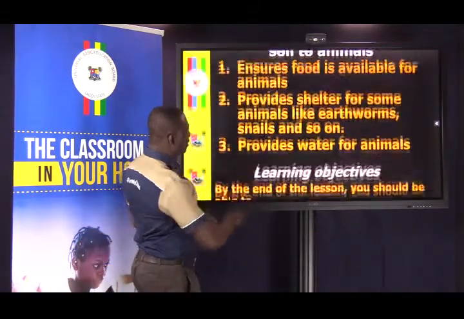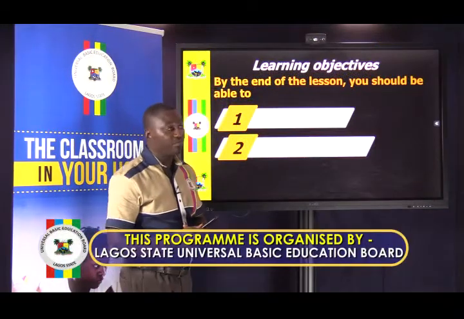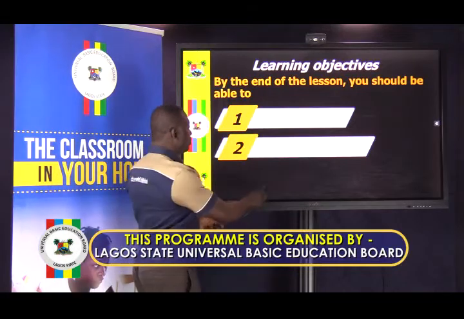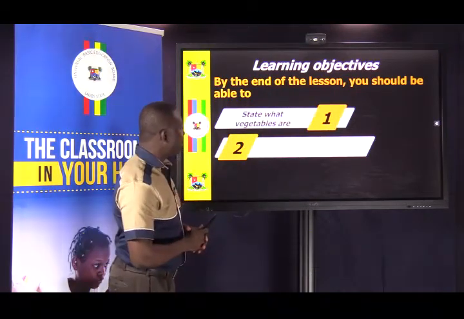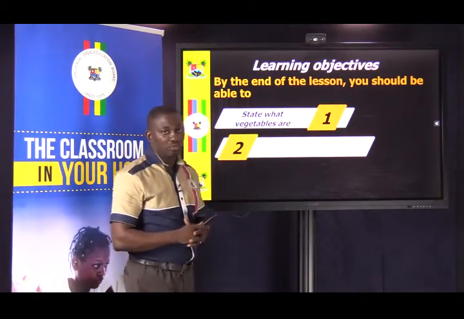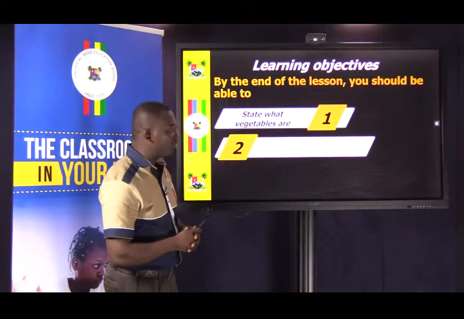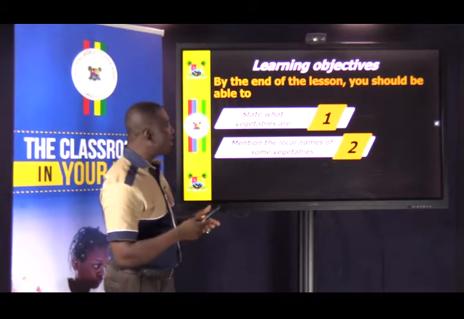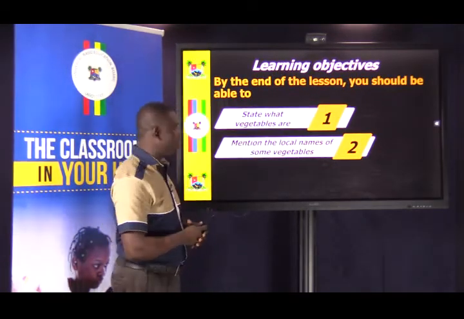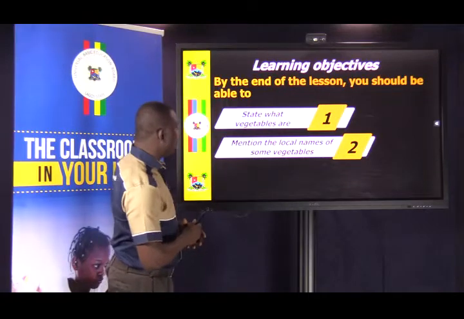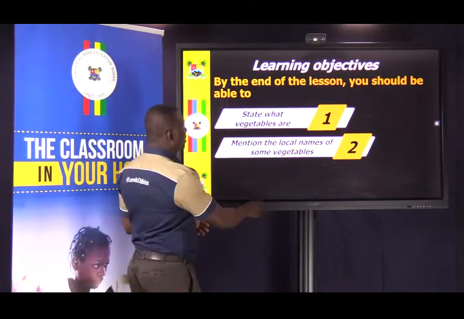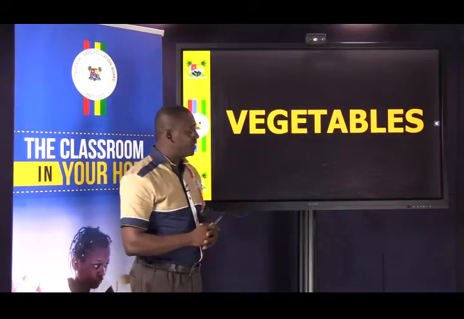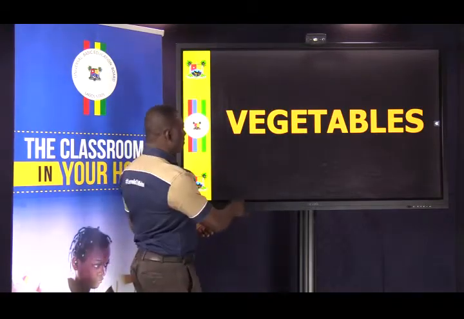So let's go into our topic today, and the topic is vegetables. By the end of the lesson, you should be able to state what vegetables are. Also, you should be able to mention some local names of vegetables, all right? Okay, are you ready for today's class? Okay, all right, let's start.